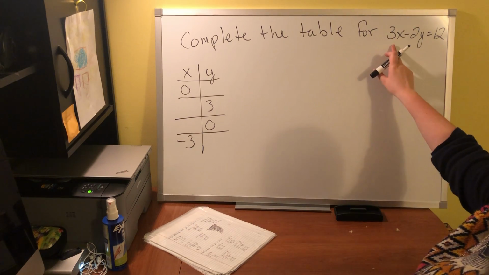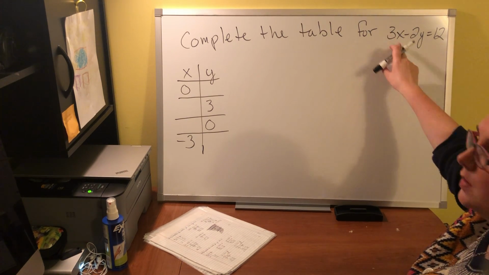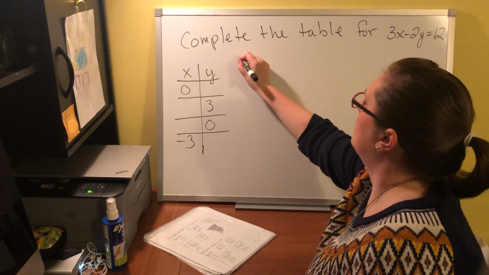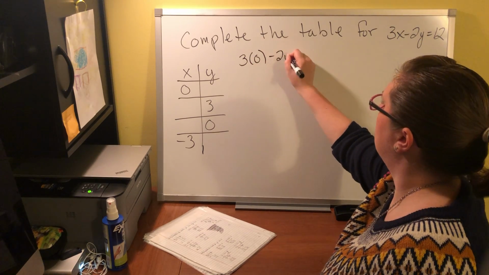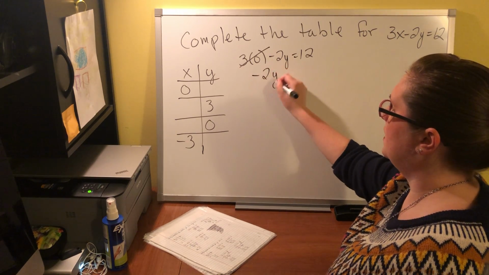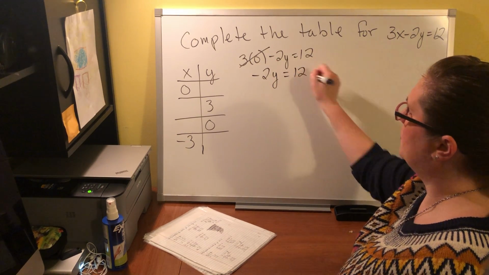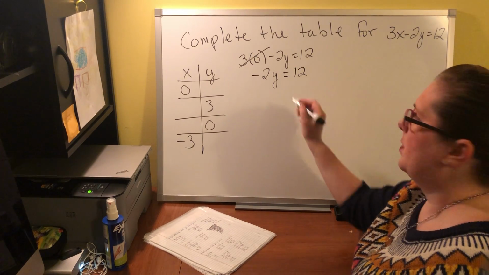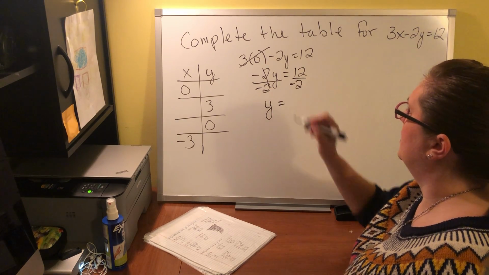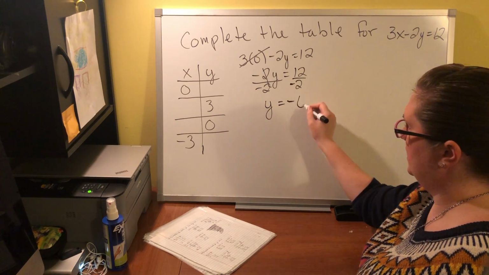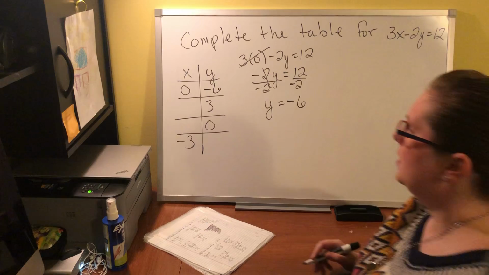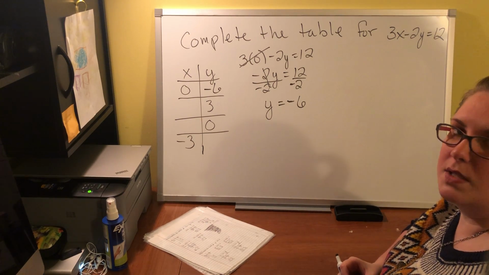So what you're going to do is substitute that in for the variables here. We've already done this. We're going to start with x is 0. So I now have 3 times 0 minus 2y is 12. 3 times 0 cancels. We're left with a negative 2y equals 12. Make sure you bring the negative down. From here, we divide both sides by negative 2. 12 divided by negative 2 is negative 6. So we can substitute that into our table.